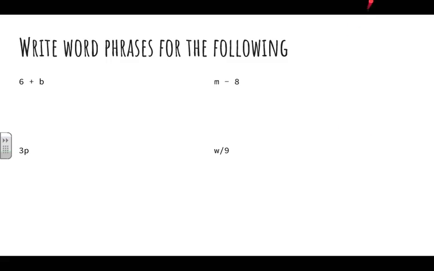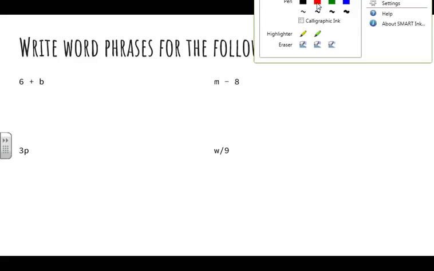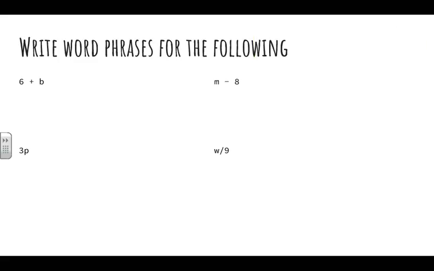All right, so we're going to practice writing some word phrases for these algebraic expressions. Should be fairly simple. So here we have 6 plus b. Remember that b stands for any number we want. So we could put down 6 plus a number, or, since addition is commutative, we could put a number plus 6. That's fine.